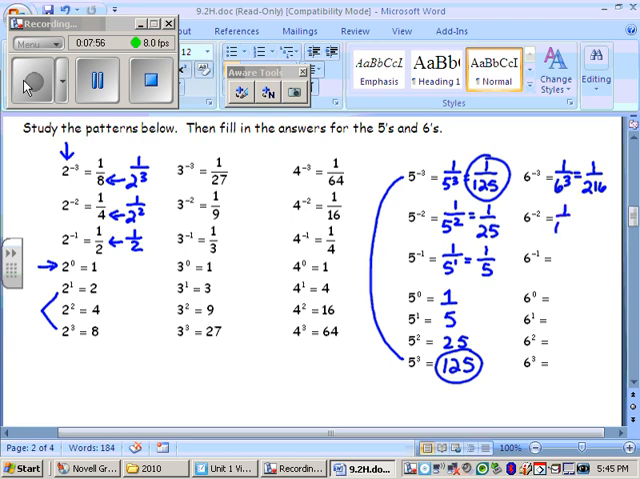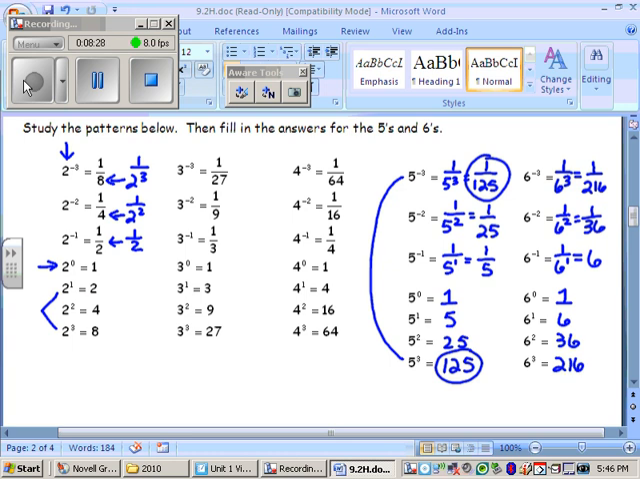6 to the negative 2 is 1 over 6 squared, which is 1 over 36. 6 to the negative 1 is 1 over 6 to the positive 1, which is simply 1/6. From there, 6 to the 0 power is 1. 6 to the 1 is just 6. 6 squared is 36, or 6 times 6. And 6 cubed is 216, 6 times 6 times 6.